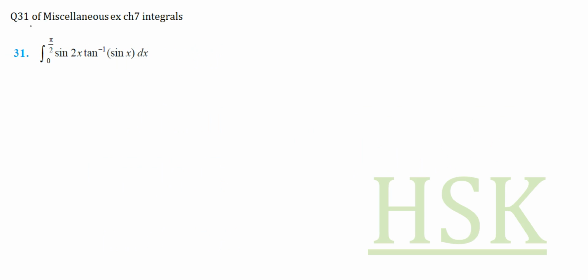Okay, now I'm going to take question number 31, and it is like this. We have to integrate 0 to pi by 2 sine of 2x into tan inverse of sine x dx. Now to integrate this, first of all, I'm going to write this integral in more expanded form like this. The sine 2x can be written as 2 sine x into cos x into tan inverse of sine x dx.